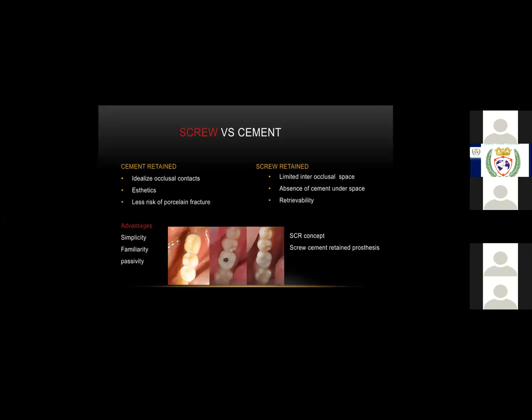So now the attention of the whole world of implant studies is going into peri-implantitis, to understand how to prevent it, the maintenance protocol, and things like that. So this is a big help. So go for the SCR concept, screw cement retained concept. That's what I personally like. But still, there are many people who want to use cement retained, and some strong believers of screw retained are there. So that's how it goes.